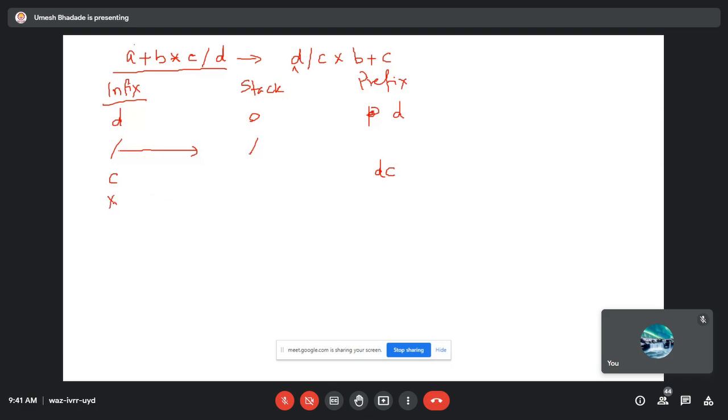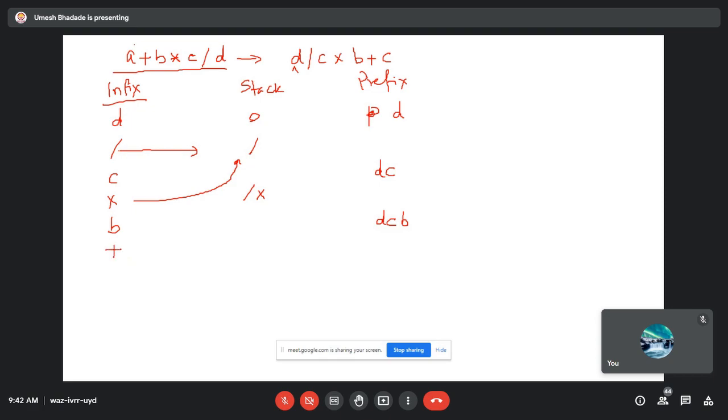Then star is there, so star will be compared with the top of the stack. What is the top of the stack? Slash. Both are having equal precedence, so we will push the symbol onto the top of the stack. So the stack will become slash and star. Then the next symbol is B. B is an operand, so it will be added to the prefix. So the prefix will become D C B.